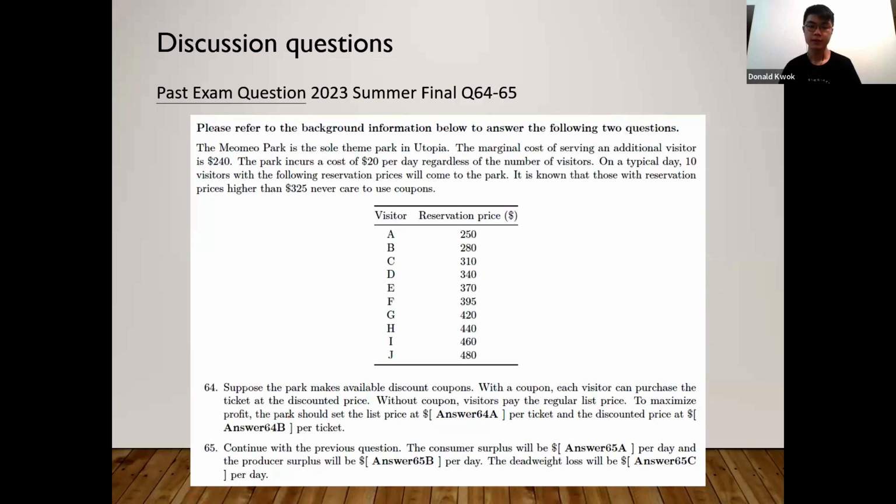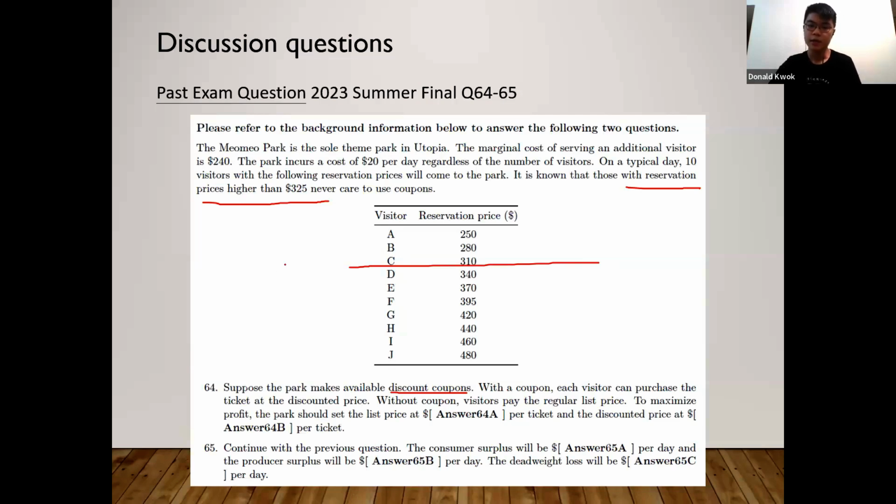So let's start with question 64. There are discount coupons, and we know that consumers with reservation price higher than $325 never care to use the coupon. So this means that this market is divided by hurdles into two submarkets right here. Visitors A, B, C would fall into the discount price submarket, and visitors D to J will fall into the list price submarket. And we are going to set the list price and the discount price to maximize profit.